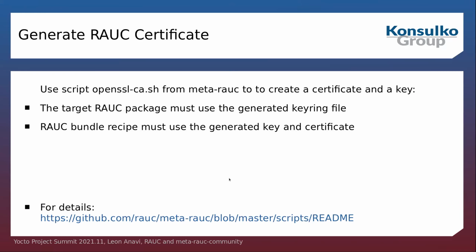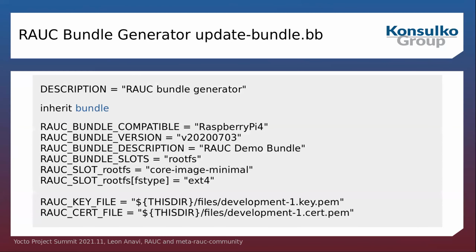As I mentioned, we need to generate RAUC certificates, and the RAUC bundles should use this generated key and certificate. This is part of the build process. Here is a recipe showing how to create an update bundle. A very simple recipe. You just inherit bundle and define a bunch of variables to define the compatible machine, the slots, and of course, as I mentioned, the key and the certificate.